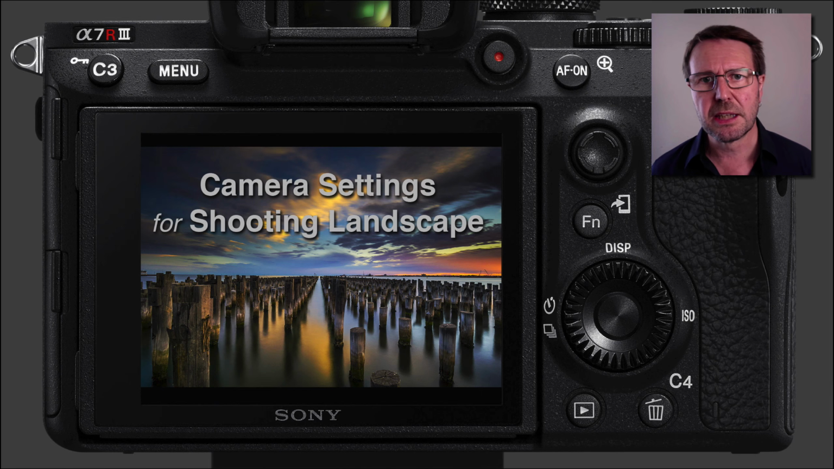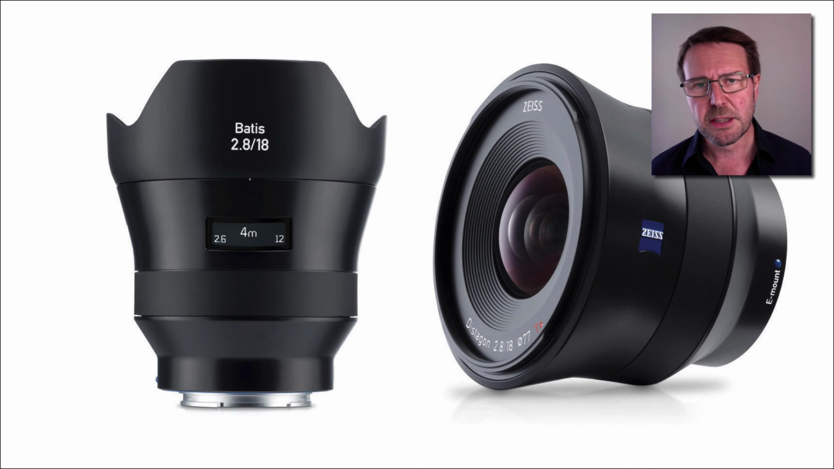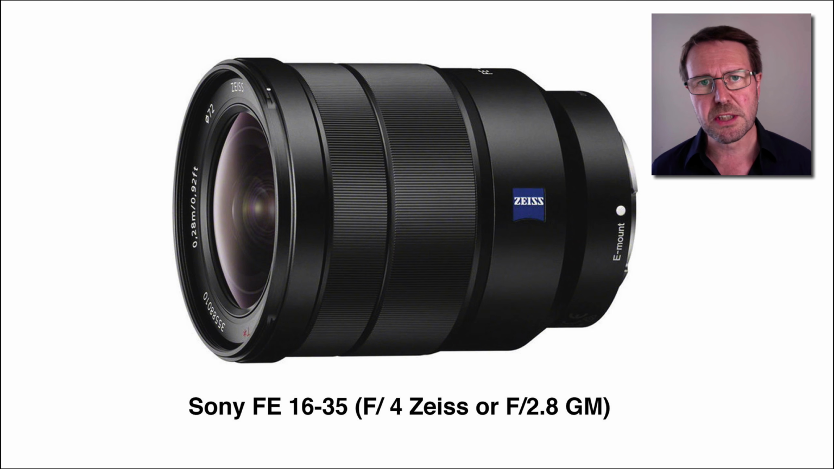I'd like to run you through the camera settings I use when shooting landscapes. Now, I'll be using an A7R III for the purposes of this demonstration, but you will find these camera settings on other Alpha cameras. Typically I'll be setting the camera up for use with a wide angle lens. I'm either using a prime such as this 2.8 18mm Batis lens, or I'll be using one of Sony's FE 16-35 zooms, either the f4 Zeiss or the 2.8 GM.